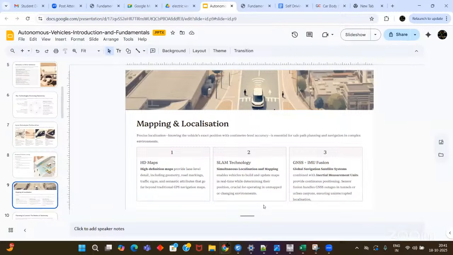Third point is GNSS plus IMU fusion, where GNSS is the Global Navigation Satellite System. GNSS is also an important thing, which is combined with inertial measurement units. It provides continuous positioning, and sensor fusion handles GNSS outages in tunnels or urban canyons, ensuring uninterrupted localization. So GNSS is also important. Go through this slide. Let us take a break of 2 minutes and then we'll resume.